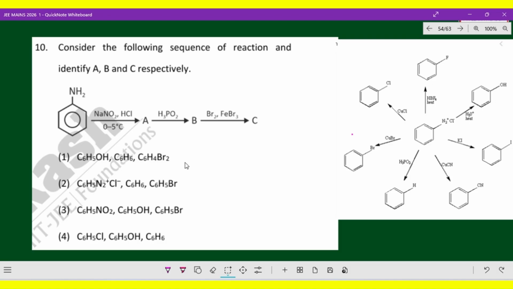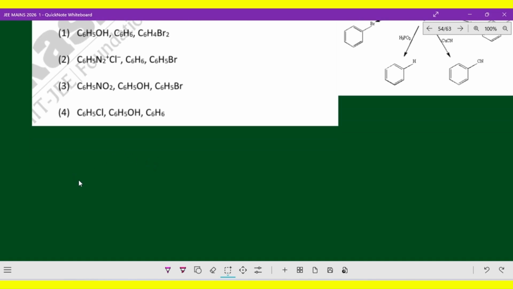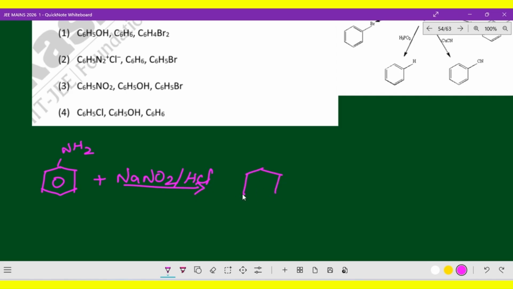Come on, let us check the reaction. The first one is diazonium chloride, the second one is C6H6, and the third one is bromobenzene. Now let us check the reaction. Here the first one is aniline, NH2, combined with NaNO2 and dilute HCl. You will get diazonium chloride, N2+ Cl-. When diazonium chloride reacts with H3PO2, you will get benzene, with H3PO2 or H3PO3 as mentioned in the question.